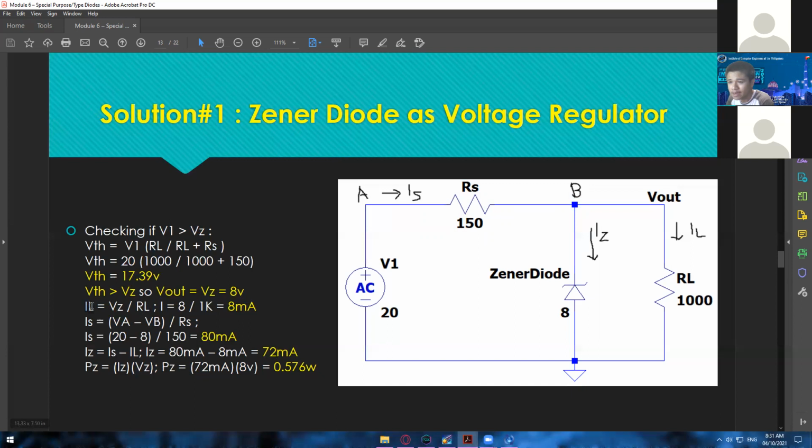And yeah, IL plus IZ should be equal to your IS. So 8 plus 72 is 80 milliamps. Those are things that maybe you can check once you're done doing this solution.